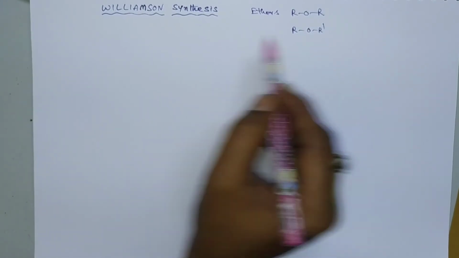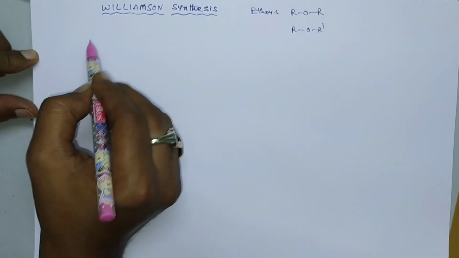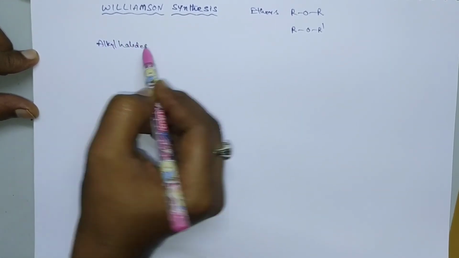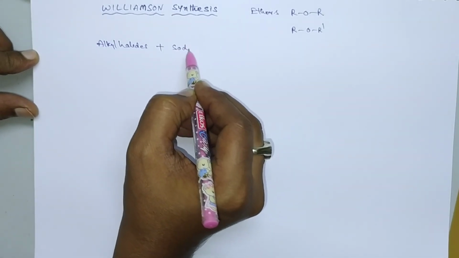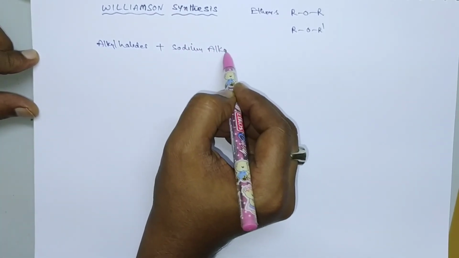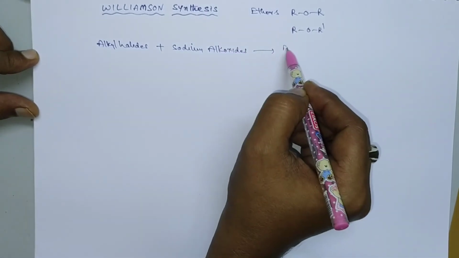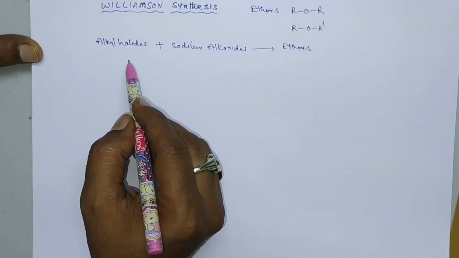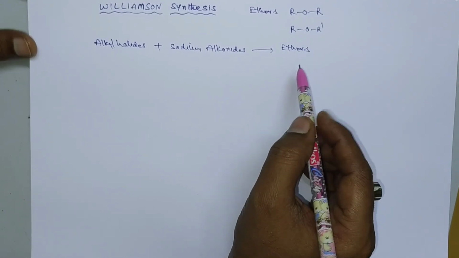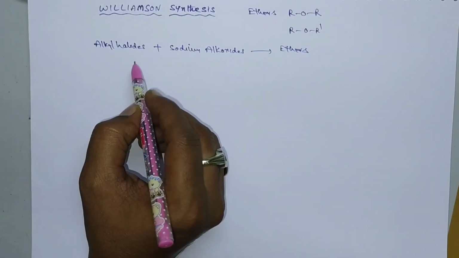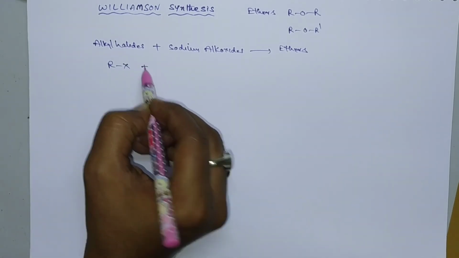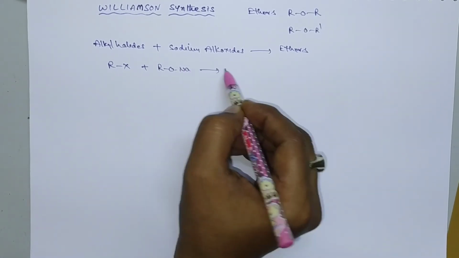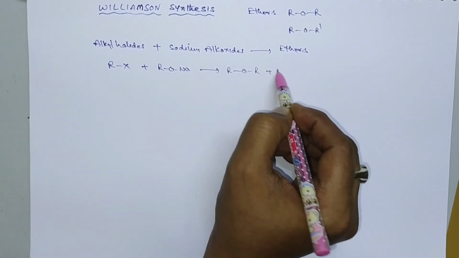Now what is the definition of the Williamson synthesis? Here alkyl halides react with sodium alkoxides to produce ethers. Let us consider an alkyl halide, RX. It reacts with sodium alkoxide, that is RONa, and it produces ether ROR and NaX.